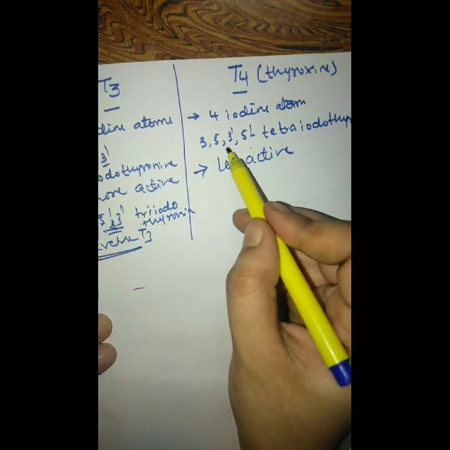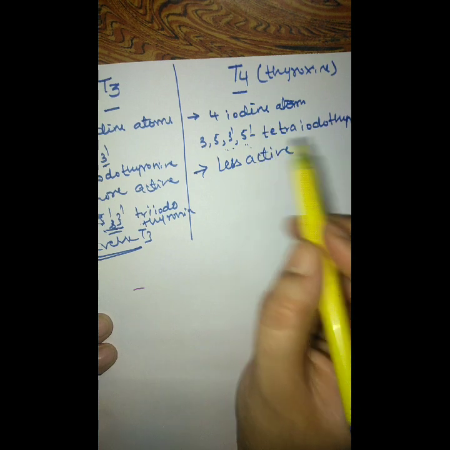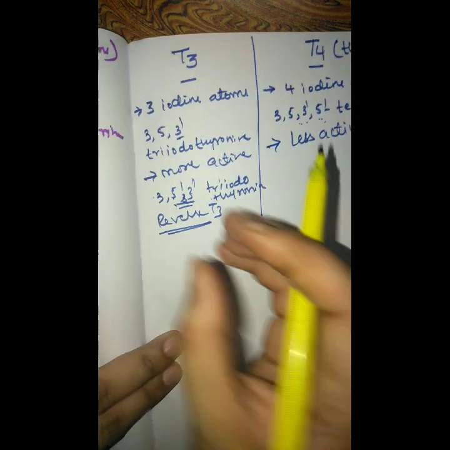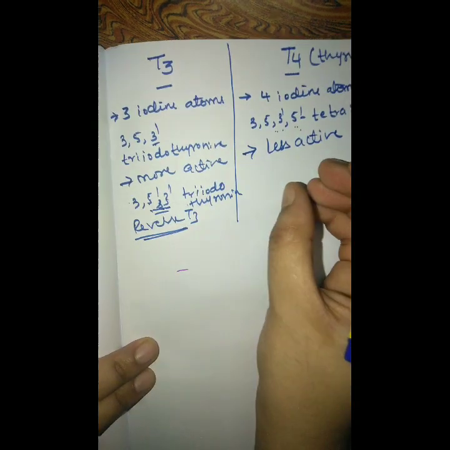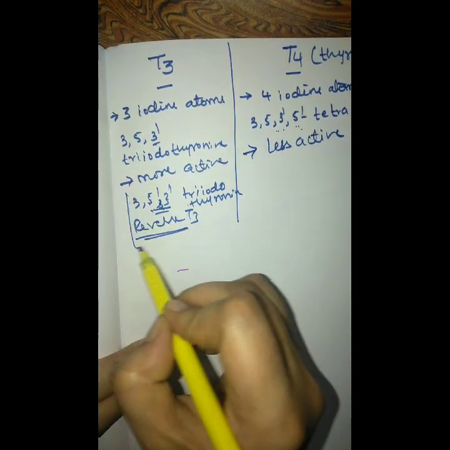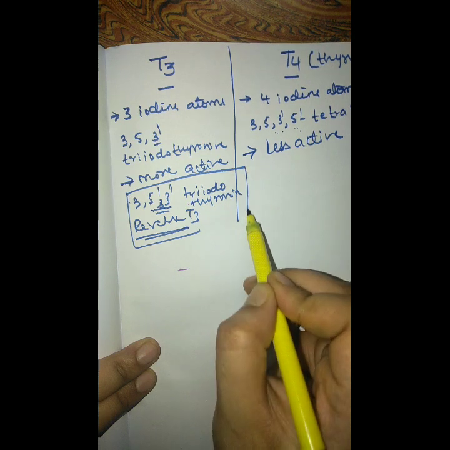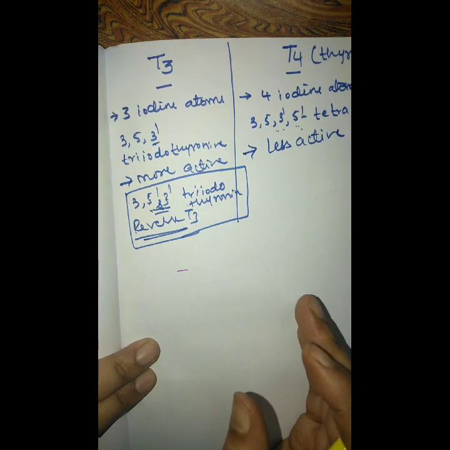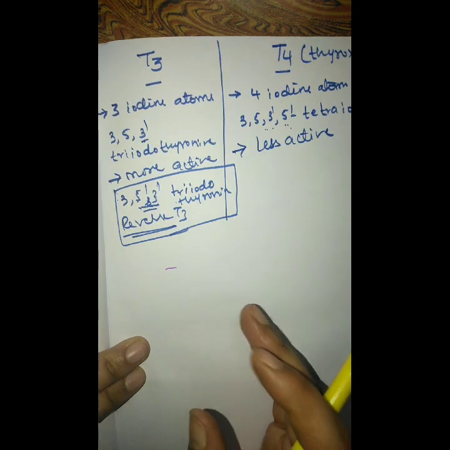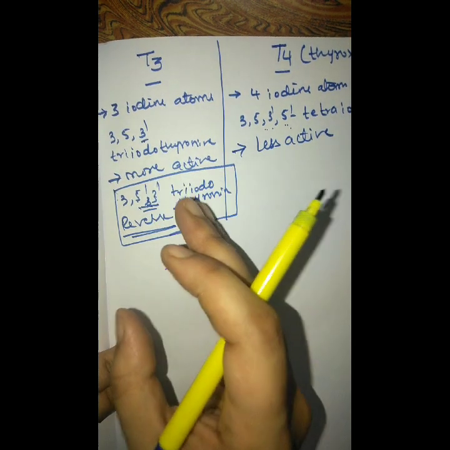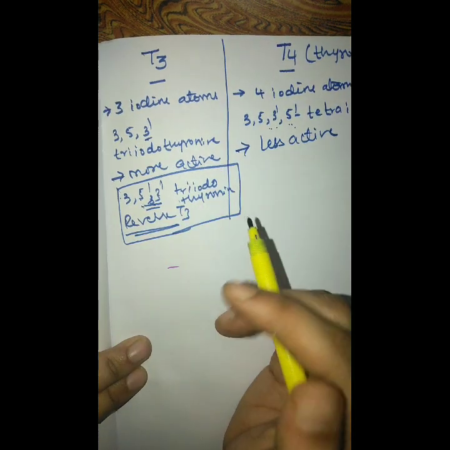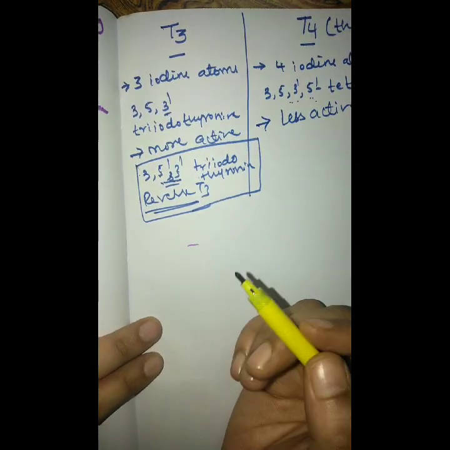Similarly in T4 also, in two places we can see prime. So the more the number of primes, the less the activity. Reverse T3 is normally not actually produced, so we will not discuss it. We will restrict our discussion to T3 and T4 only. So T3 is more active, T4 is less active.